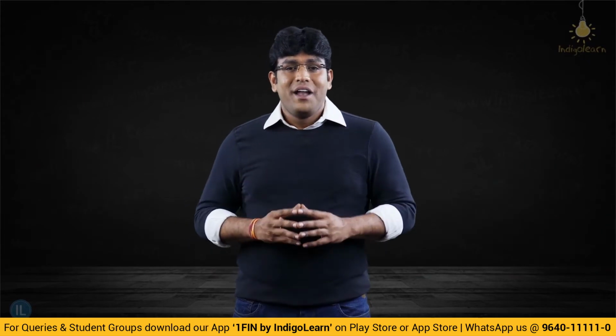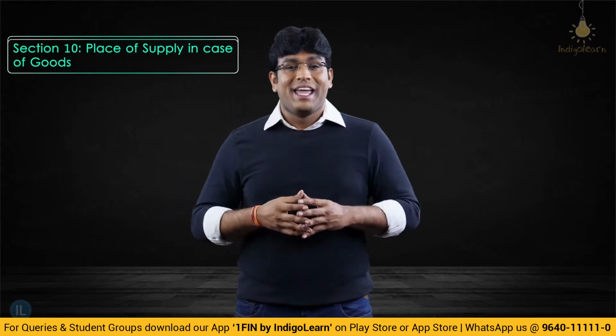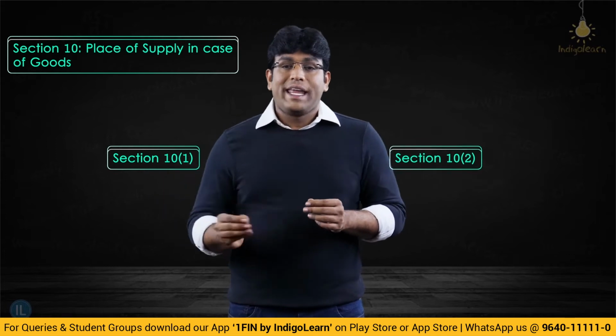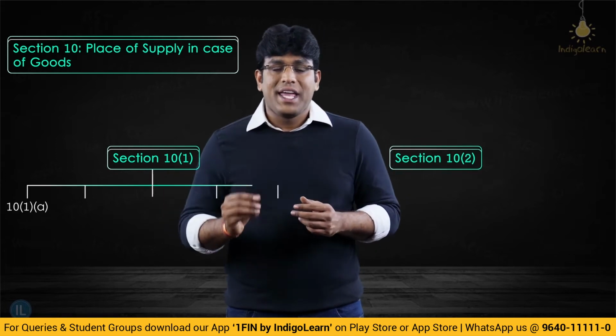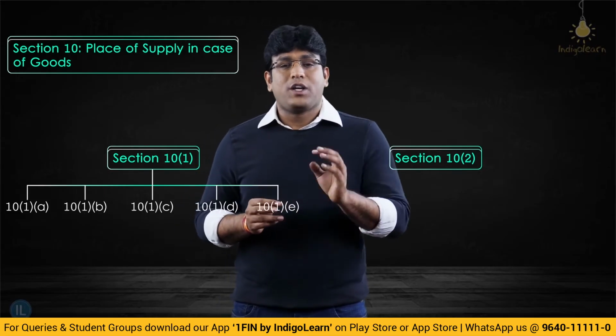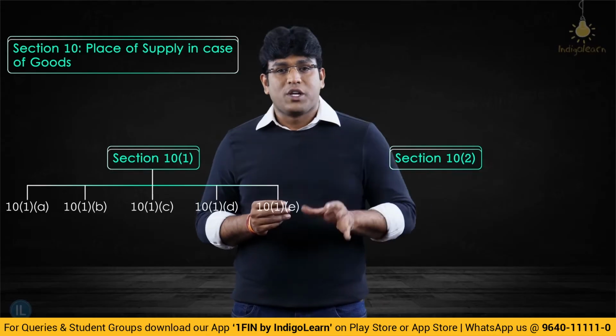So my dear friends, now let's start the discussion about section 10, place of supply in case of goods. Let's look at section 10 of the IGST Act. As we discussed already, section 10 deals with place of supply in case of goods. Section 10 is divided into 10.1 and 10.2, and 10.1 is further divided into 10.1a, 10.1b, 10.1c, 10.1d and 10.1e. There are 5 clauses in section 10 subsection 1.